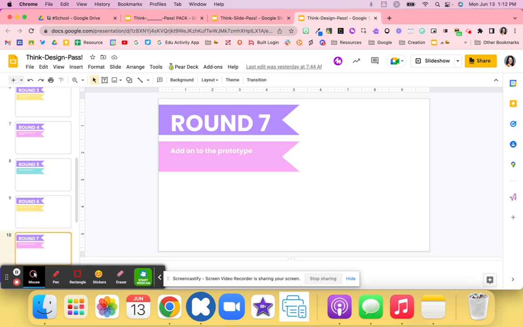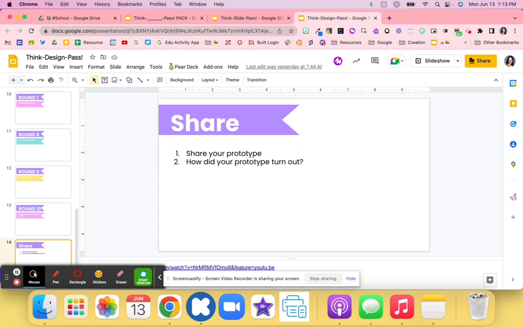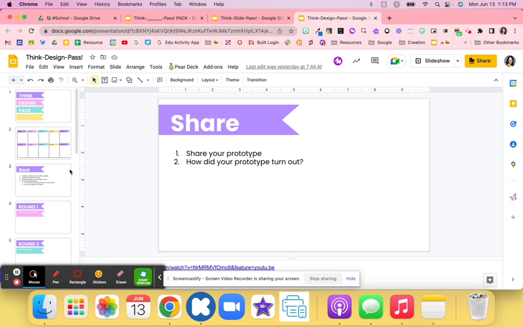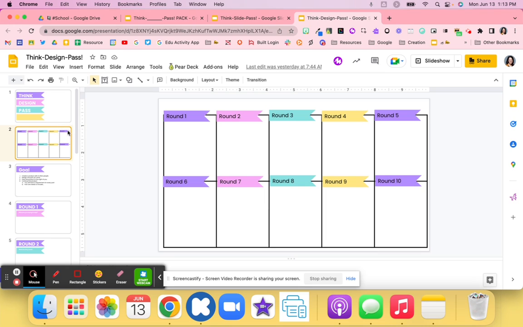They're going to add on again. And then they're going to think about what worked well and what improvements might need to be made. So again, they're sharing a prototype, they're thinking, how did it turn out? And maybe anything that needs to go. But again, it's creating that collaboration and teamwork amongst these different students. And they're going to come up with 9 different products at the end of this.